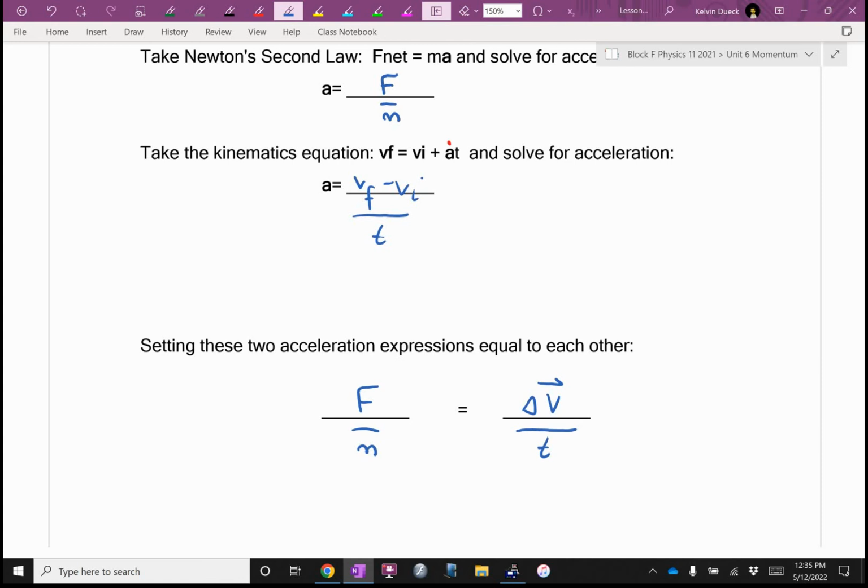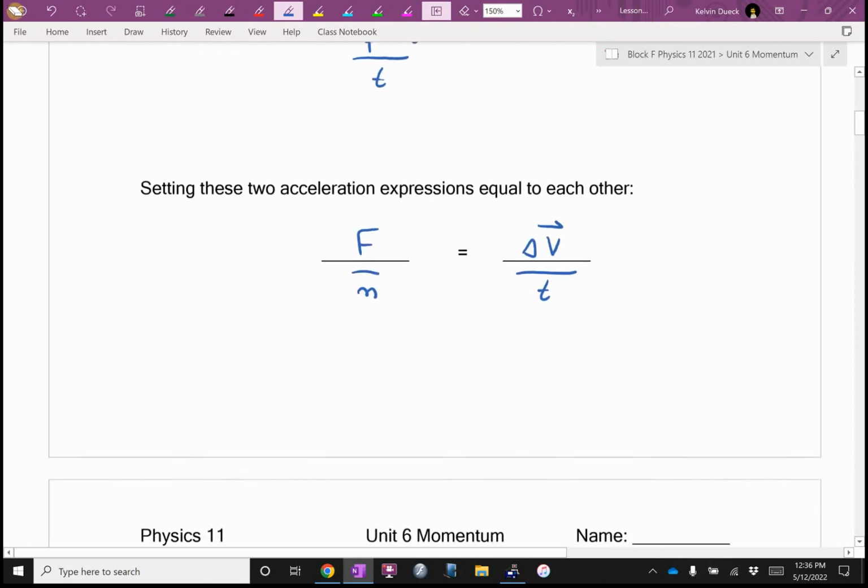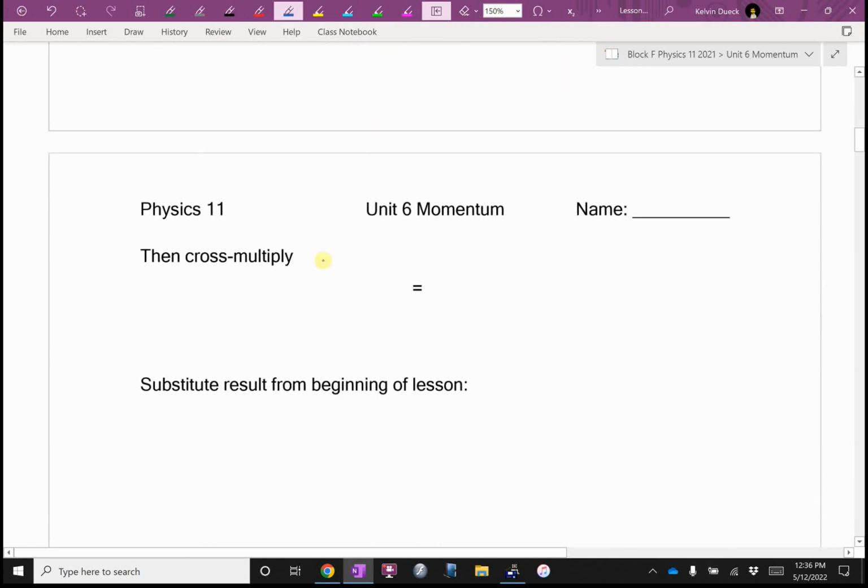I can cross multiply and I can rewrite this. In other words, dividing by t on the right is the same as doing what with the t on the left? Multiplying. And dividing by m on the left is the same as doing what with the m on the right? Multiplying. On the next page, I can write this. F times t equals m delta v.